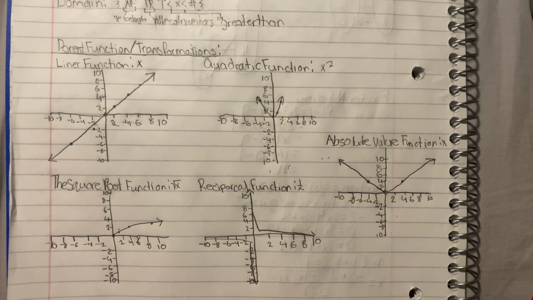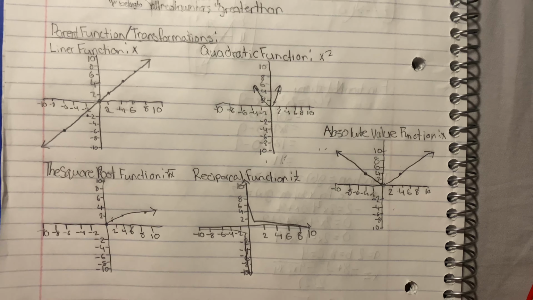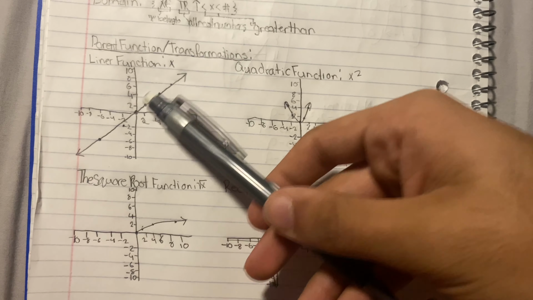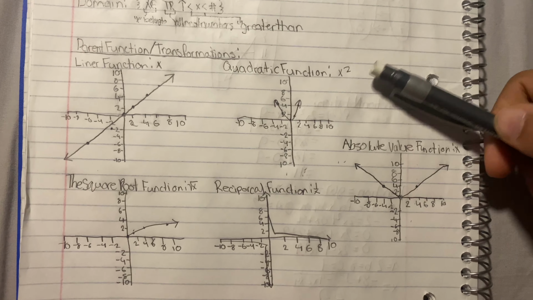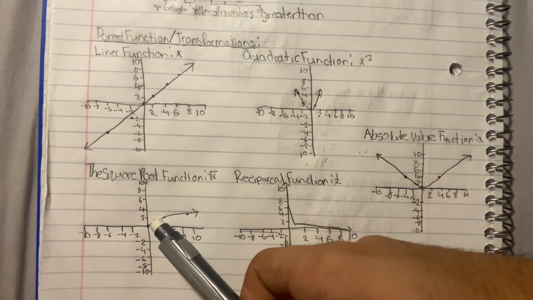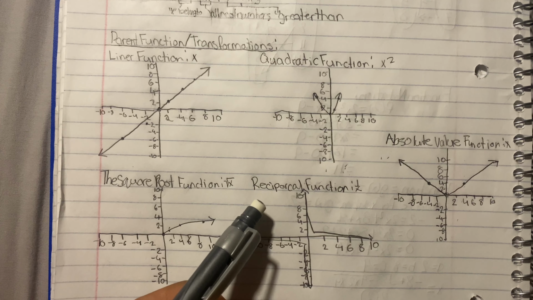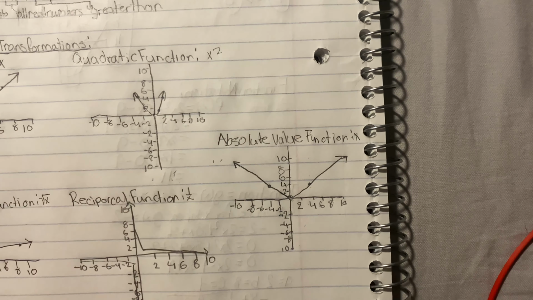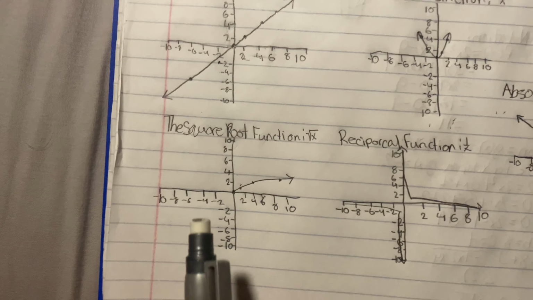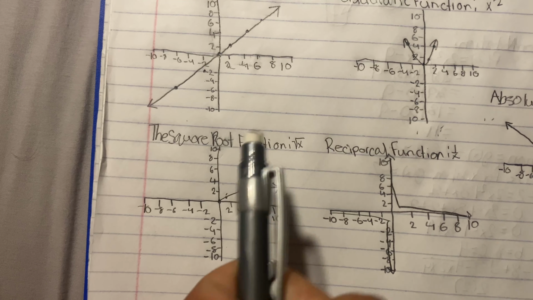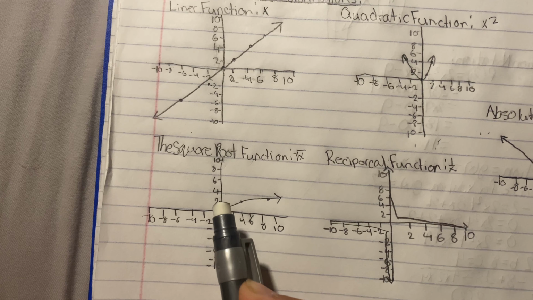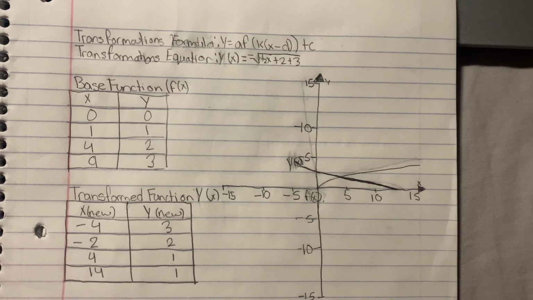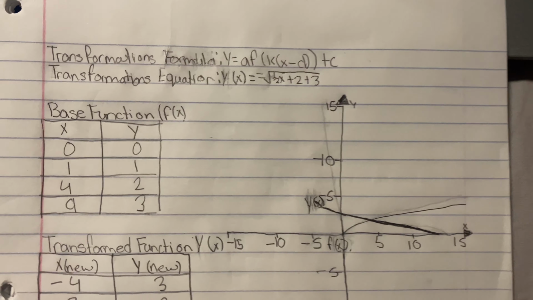Now we'll be focusing on parent functions and transformations. So the parent functions are the linear function, the quadratic function, the square root function, the reciprocal function, and lastly the absolute value function. And the one we'll be focusing on is the square root function because that's the one that I am using in my equation. Moving on to transformations, we'll start with the transformation formula.